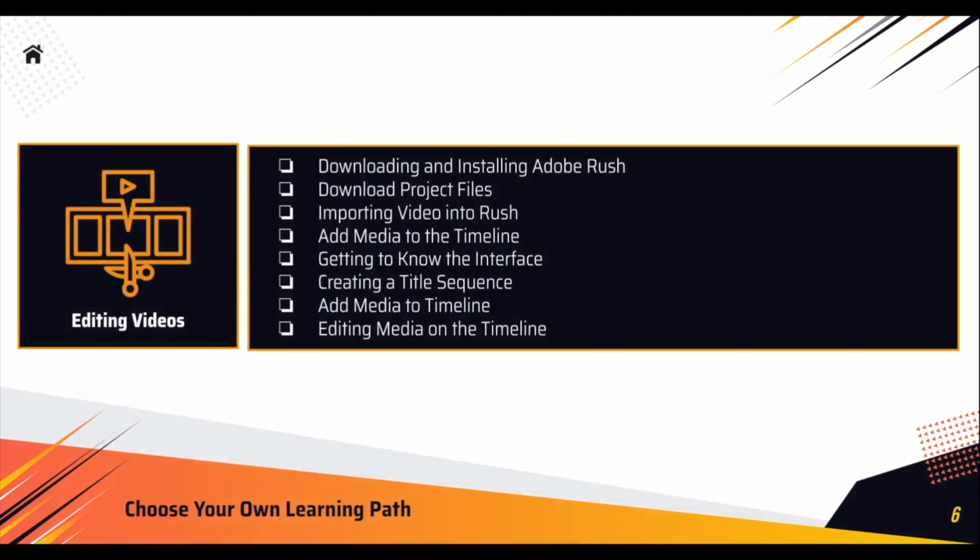When we move on to video editing, we'll be looking at downloading and installing Adobe Rush, how to download project files. If you have your own video files you can edit with, don't worry about adding my files, but I do have video files you can use to edit with if you don't have your own. We'll look at importing the video into Rush, adding media, meaning video and audio, to the timeline. We'll get to know the interface, talk about title sequencing, and of course, adding media to the timeline and actually editing it. And we'll actually go through a whole project doing that, a sample project, unless, of course, you have your own videos ready to go.